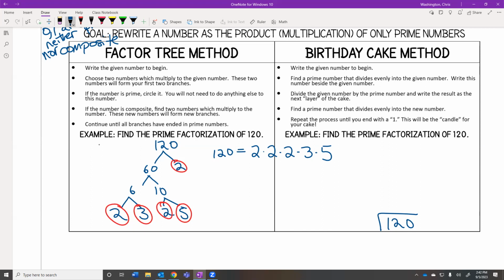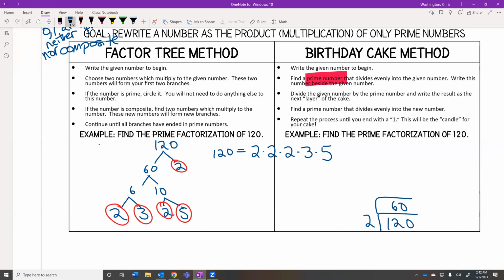But the main difference is that when I do the birthday cake method, if we call it that, I have to divide by a prime number. I can't just pick any number to divide 120 by. I actually have to pick a prime number. And a prime number is 2. So I would just divide by 2 until I couldn't divide by 2 anymore.